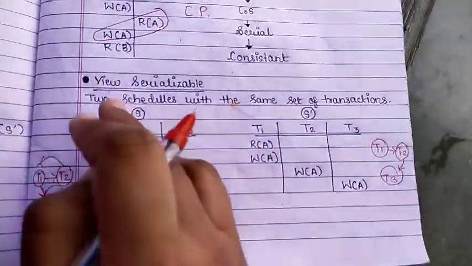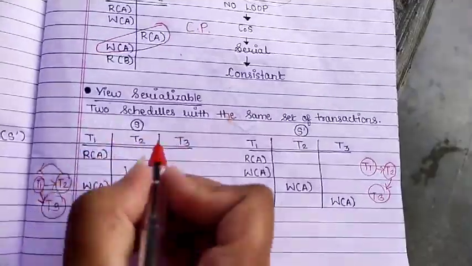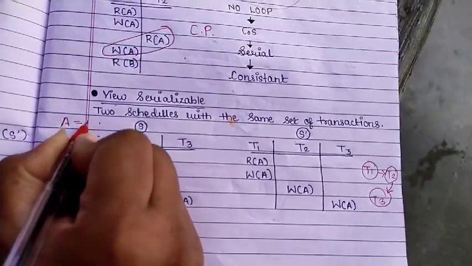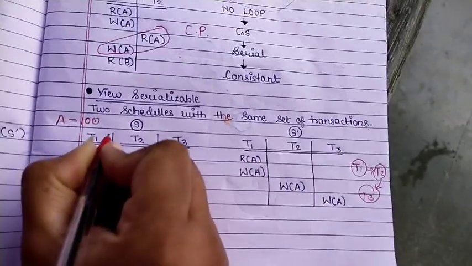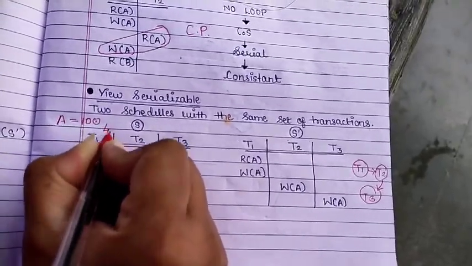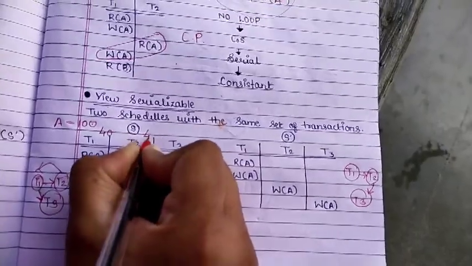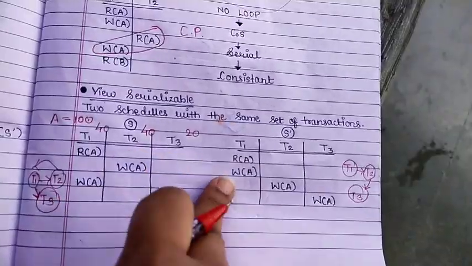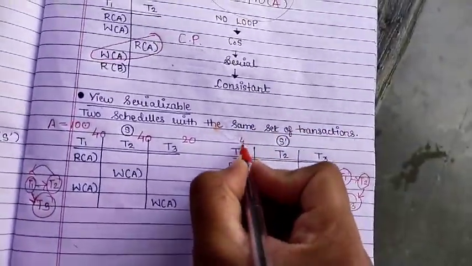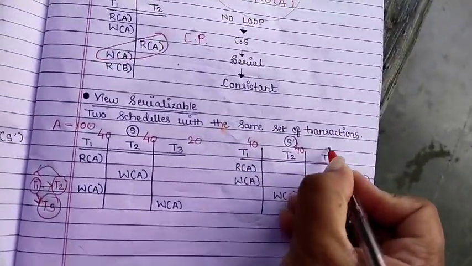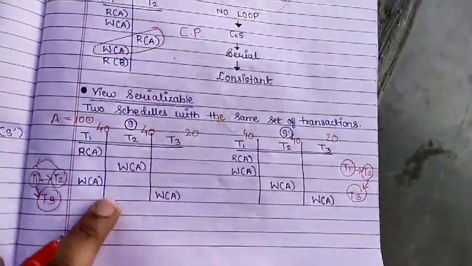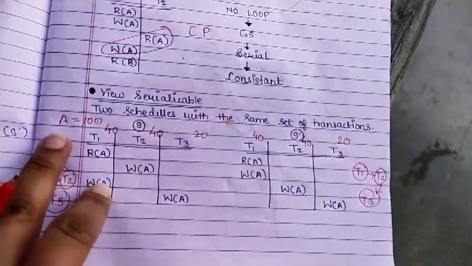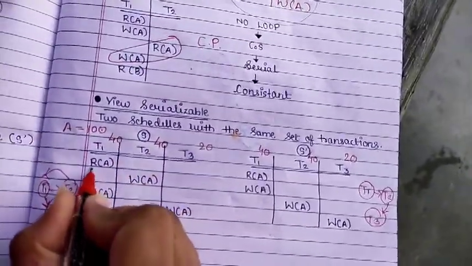Now suppose transaction 1 operates on data item A, and suppose A has an initial amount of rupees 100. The aim of T1 is deducting 40 rupees, T2 is deducting 40 and T3 is deducting 20. Suppose these are their operations. Similarly for S dash also 40, 40 and 20. Now we will apply the operations. Initially there are 100 rupees in account A.